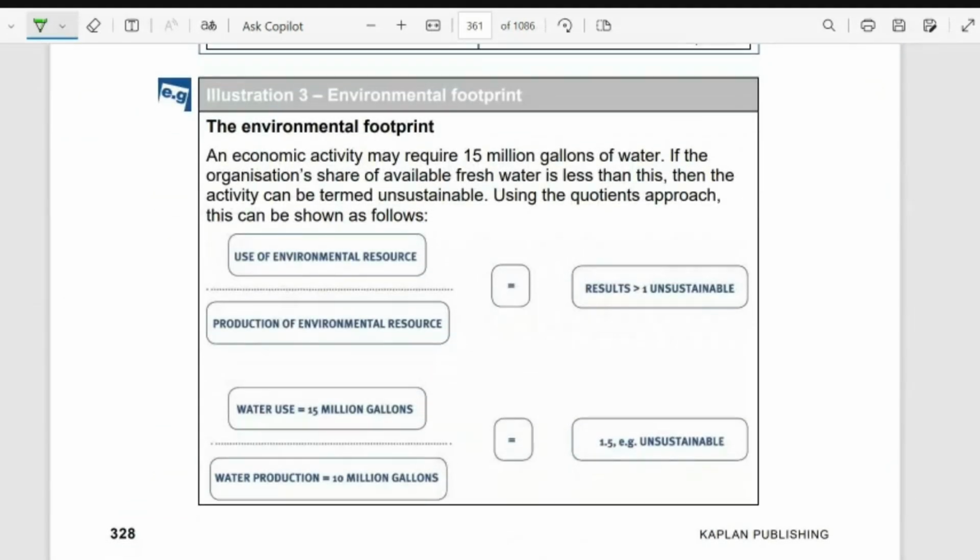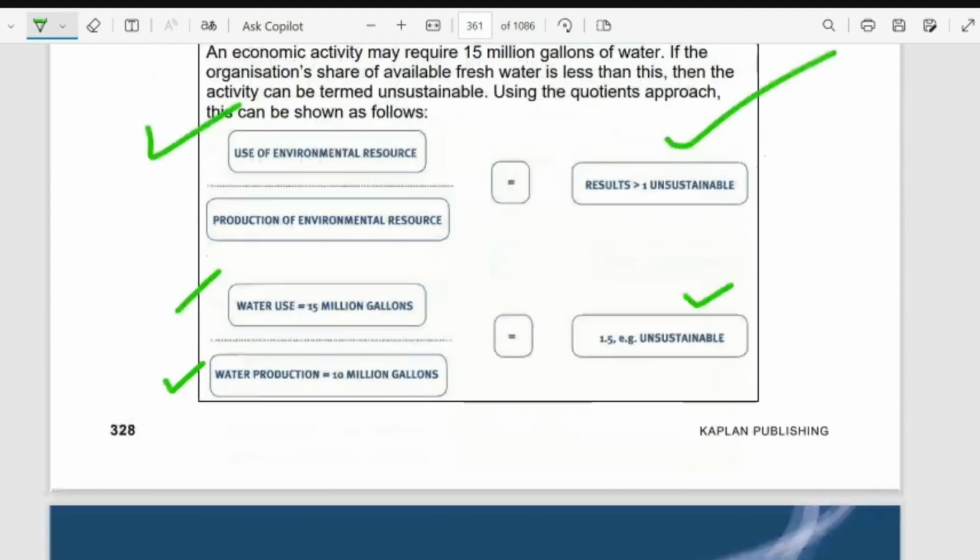See, this is the environmental footprint. So 50 million gallons of water: the organization's share of available fresh water is less than this. Use of environmental resources divided by production of environmental resources gives the result unsustainable. Water use of 15 million gallons against water production of 10 million gallons equals unsustainable. So this is the way they represent their definition.